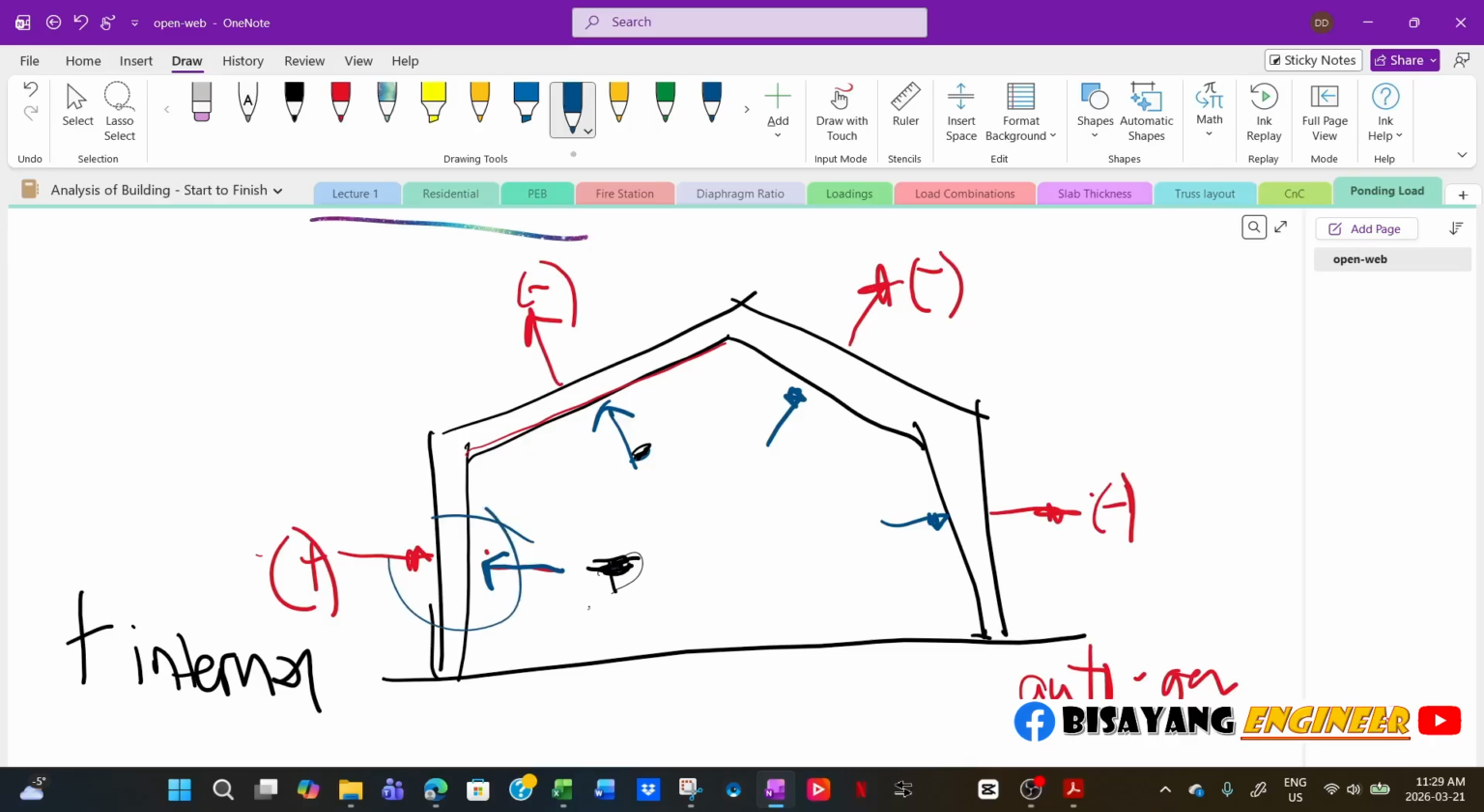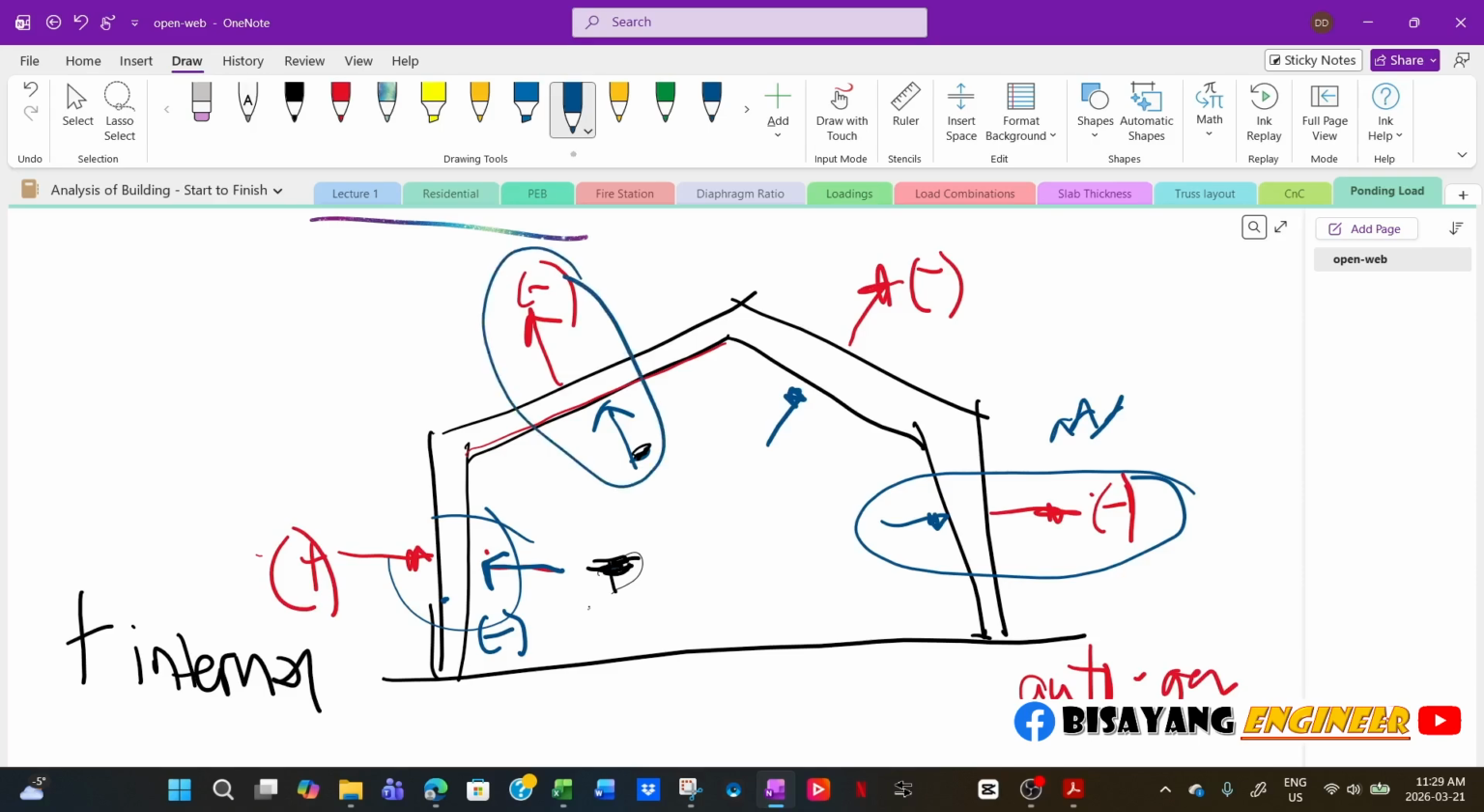Here you will get a net, but this one you will add the absolute value here. Then this one is subtract, and this one you also add because it's the same direction, and this one also the same direction. Now the next combination would be all external pressure and then the negative internal pressure. In this case, this one will be added to the internal pressure. This one will now be subtracted. This one will be subtracted. This one will be subtracted as well.